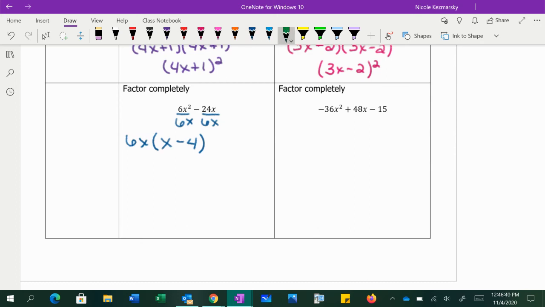For the last one, there's a couple of things that we can factor out to begin with. With 36, 48, and 15, they're all divisible by 3. So we can divide out a 3. I would also suggest when the first term is negative, divide out the negative as well. So I'm going to make this negative 3 times negative 36 divided by negative 3 is 12. So we'll have 12x squared. Negative 48 divided by negative 3 is going to be negative 16. And then negative 15 divided by negative 3 is positive 5.